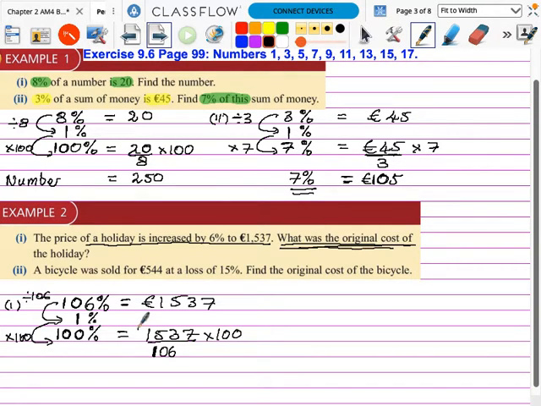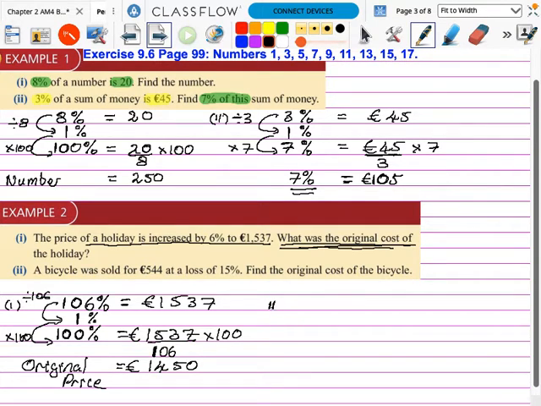I don't think I'm going to do this in my head. So I'm going to reach for the calculator, press the fraction button, 1537, stick 106 on the bottom, move the arrow on, press a times sign, type 100 in, press equals, and I get the original price of the holiday before the increase was 1,450. And if I'm being a bit showy-offy, I don't think there's anything wrong with that, I'm going to put in here original price.